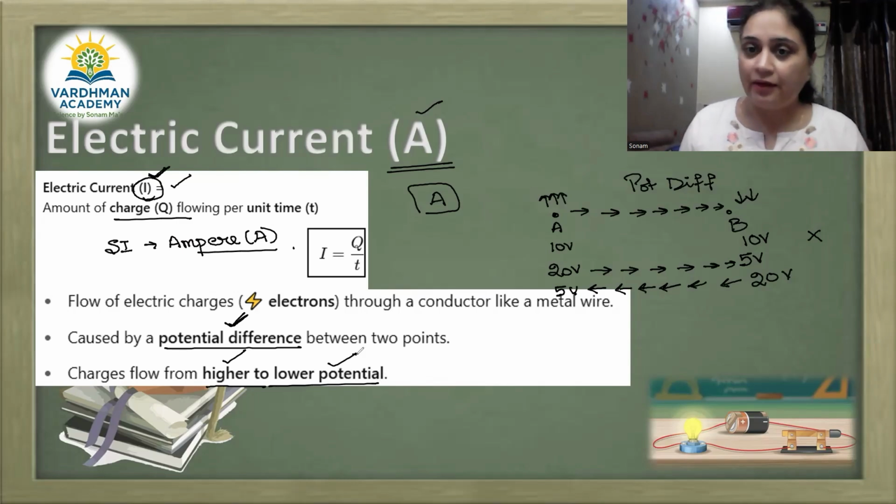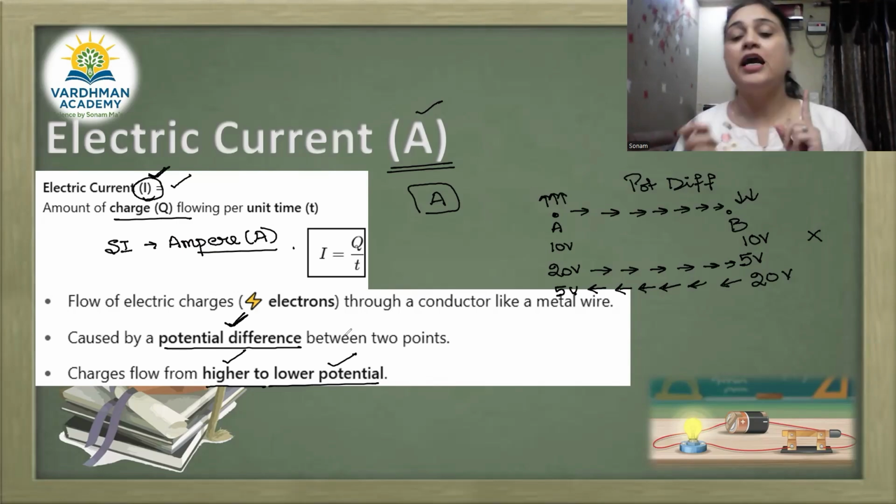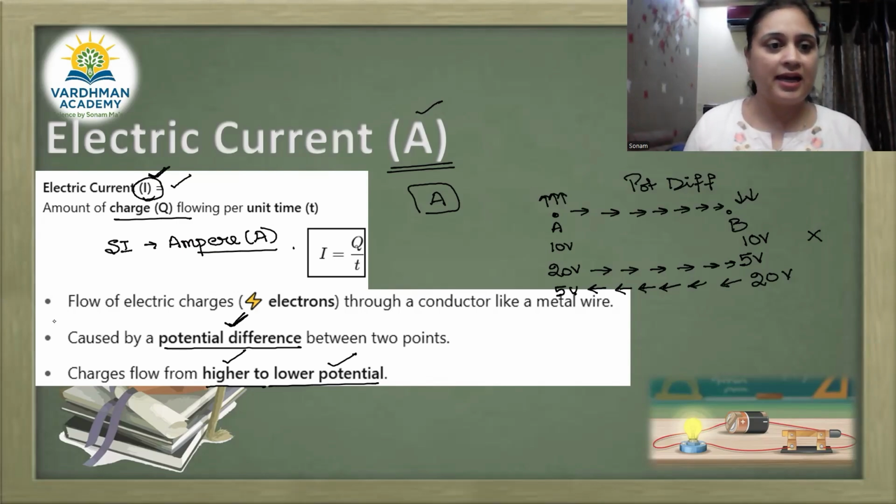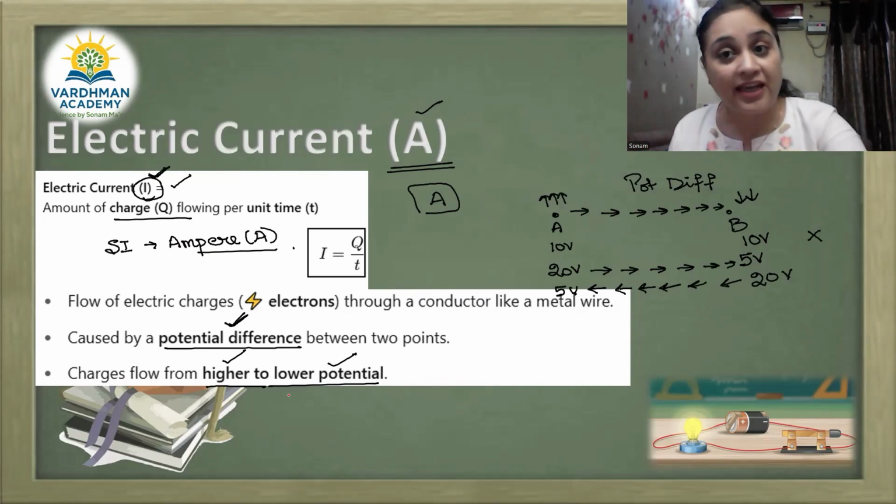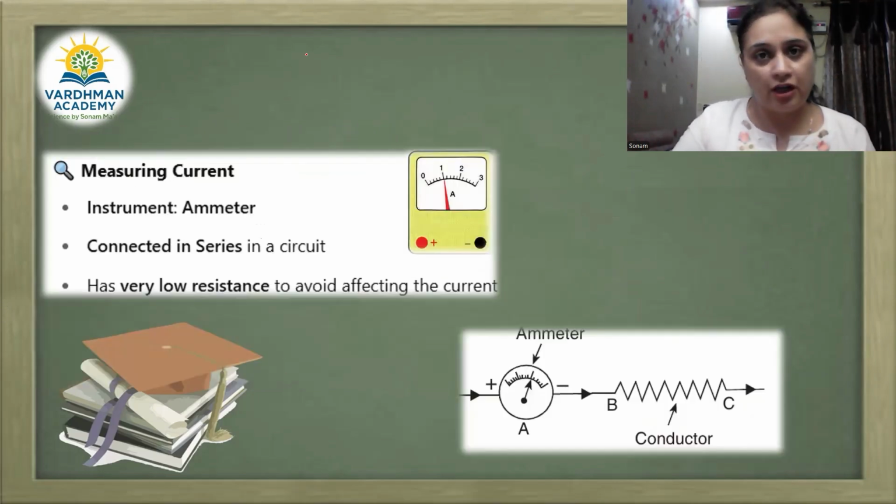दैट इज कैपिटल ए. तो आपको बहुत अच्छे से ध्यान रखना है दैट फॉर द चार्जेस टू फ्लो देयर मस्ट बी अ पोटेंशियल डिफरेंस एंड चार्जेस ऑलवेज फ्लो फ्रॉम हायर पोटेंशियल टू लोअर पोटेंशियल. नाउ लेट अस अंडरस्टैंड द कनेक्शन and the device which measures the electric current.